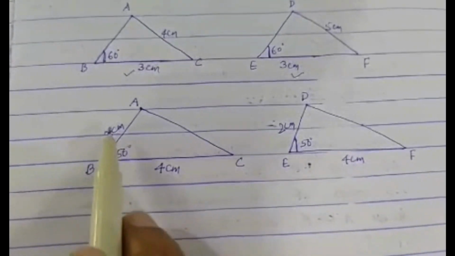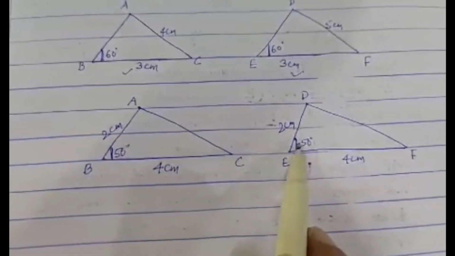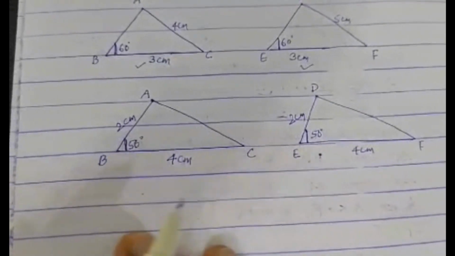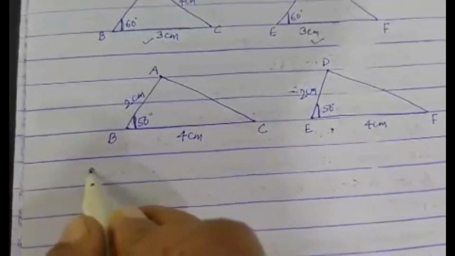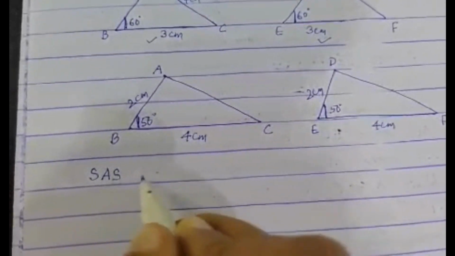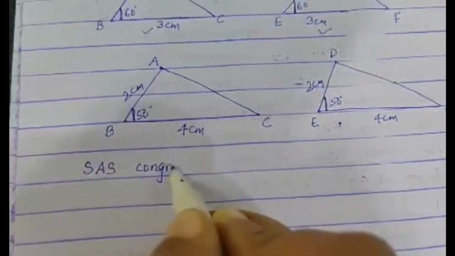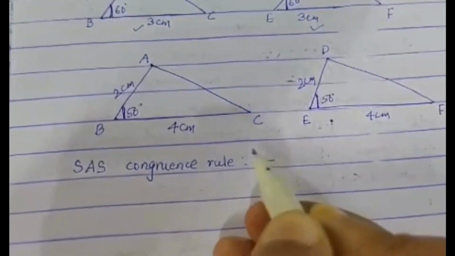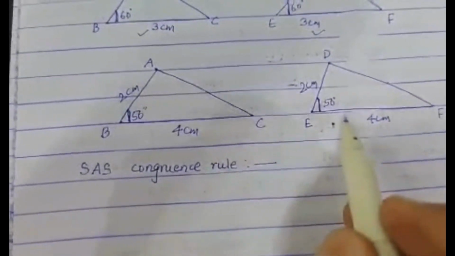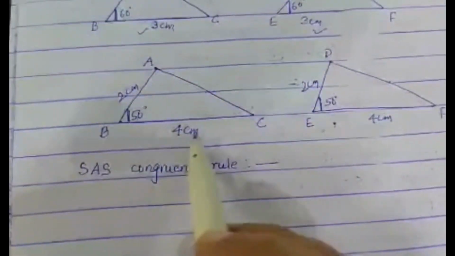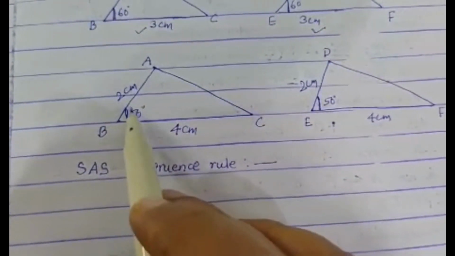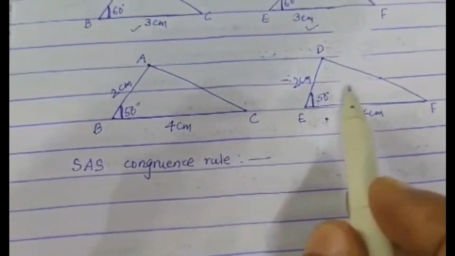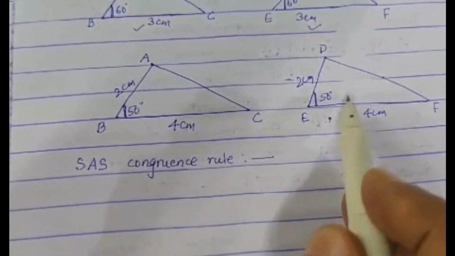So minimum we should have two sides equal and the included angle should be equal, so that the triangles are congruent. So this is the rule. This is called the SAS congruence rule. And what does it say? That two triangles are congruent if two sides and the included angle of one triangle are equal to the two sides and the included angle of the other triangle.